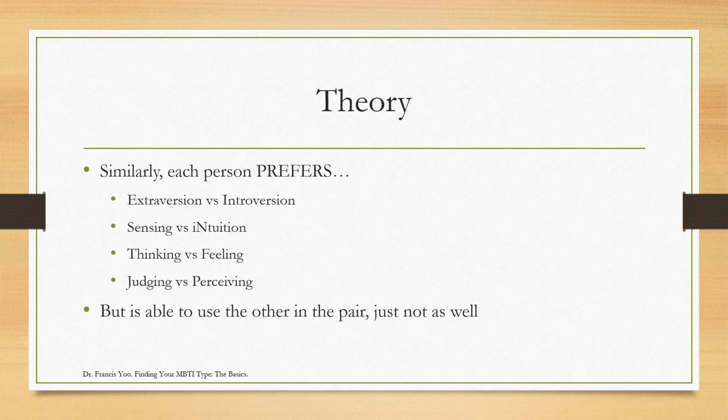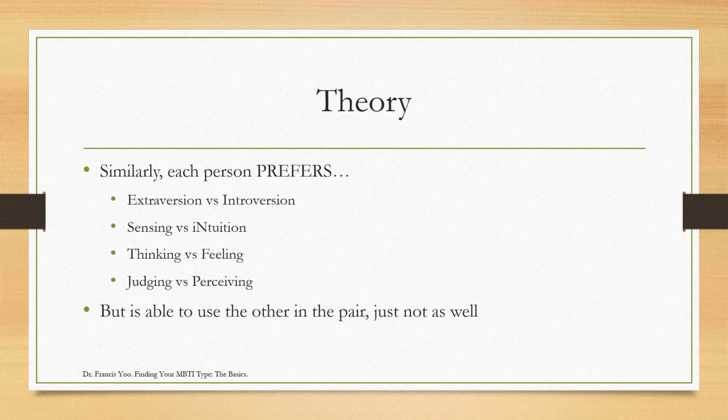So the theory, moving along with the actual letters here: each person prefers, of these four dichotomies, you have extroversion, introversion, sensing, intuition, thinking, feeling, judging, perceiving. Those are the four dichotomies. Each person prefers one element from each pair. So for example, if a person preferred extroversion, sensing, thinking, judging, their MBTI type would be ESTJ. If they preferred introversion, intuition, feeling, perceiving, their MBTI type would be INFP.